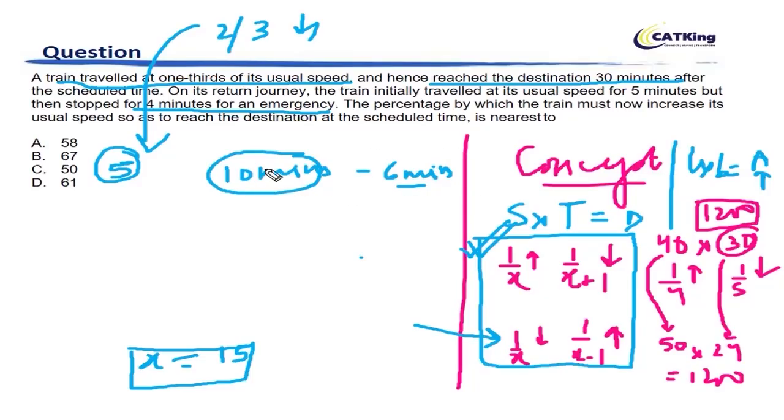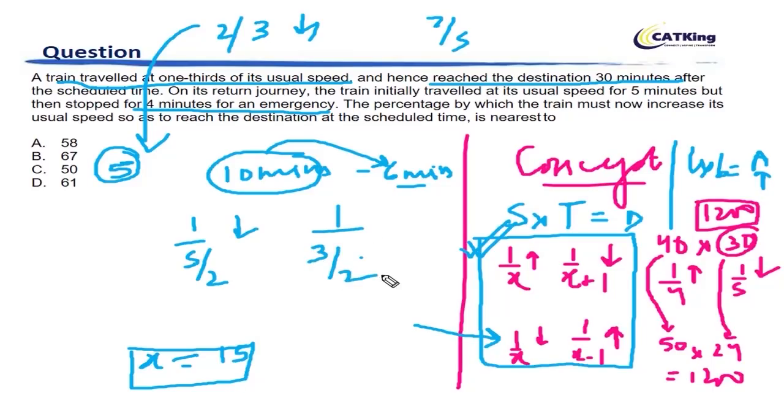Now, from 10 to 6, what is the reduction? 4 by 10, which is 2 by 5. So the time is reducing by 1 by 5 by 2. Therefore the speed should increase by 1 by 3 by 2, which is equal to 2/3. So the percentage by which the train must now increase its speed, 2/3 in percentage, is 67%.